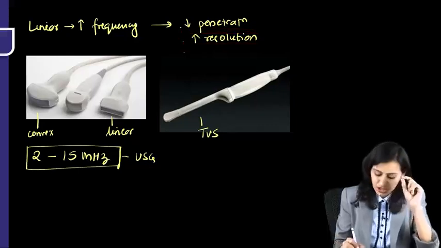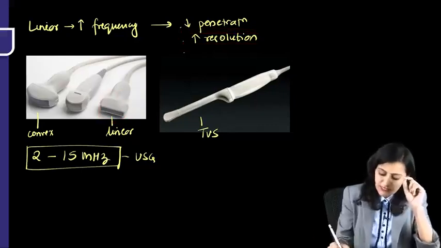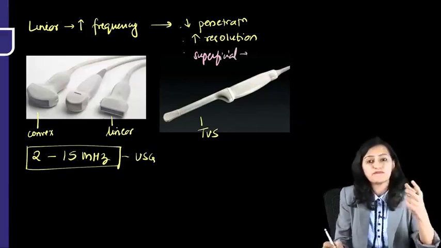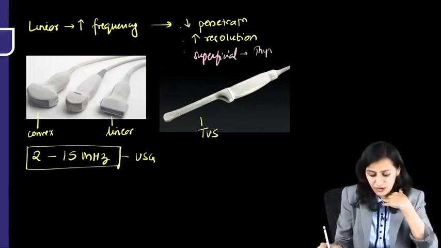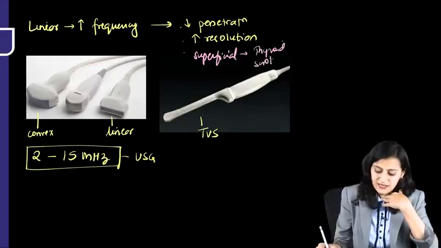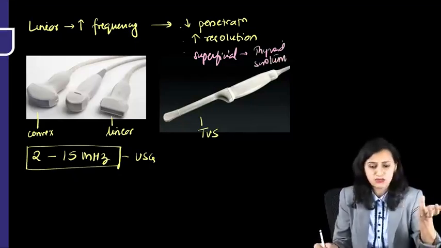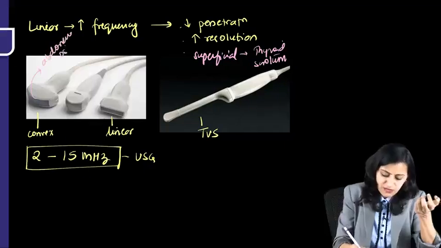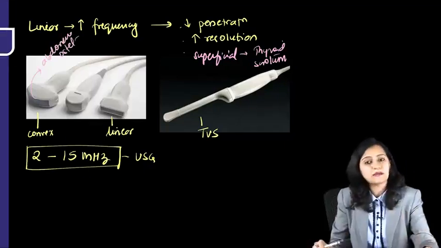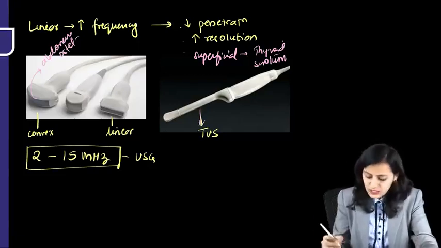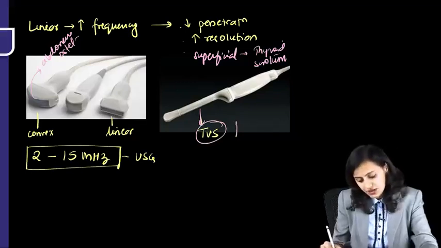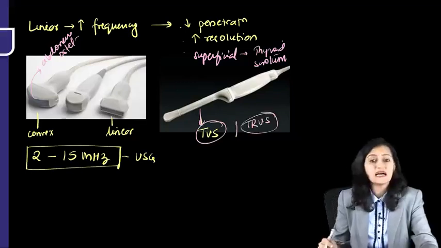That is the advantage. So these linear probes are used for superficial structures where we don't need a lot of penetration, like ultrasound thyroid, ultrasound breast, ultrasound scrotum. That is where we use them. Convex probes are used in ultrasound abdomen and obstetric ultrasound, where we need deeper penetration. This long probe is the intracavitary probe which is used for transvaginal sonography or transrectal ultrasound.